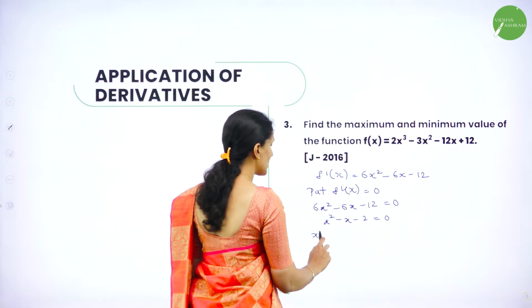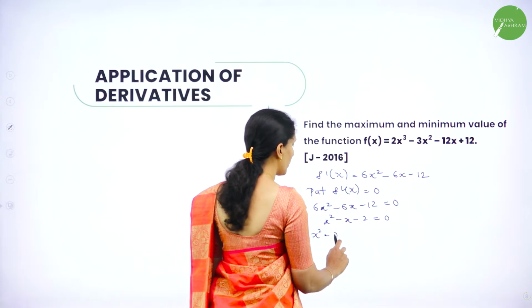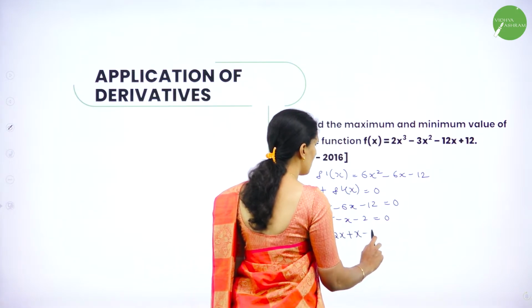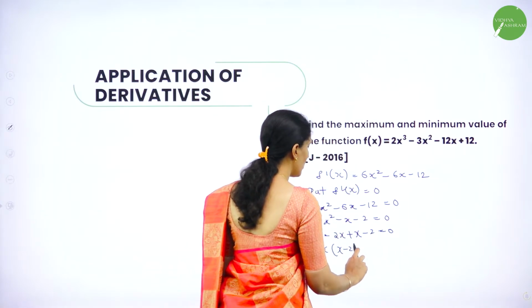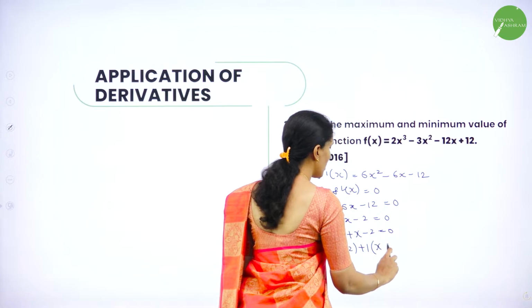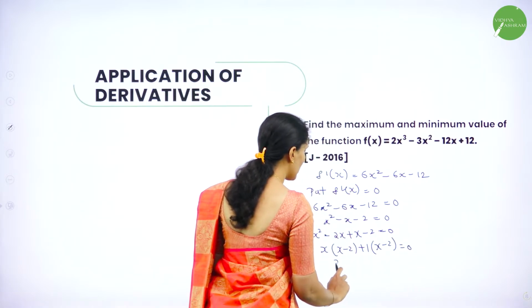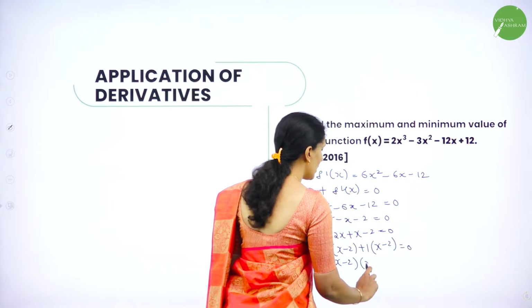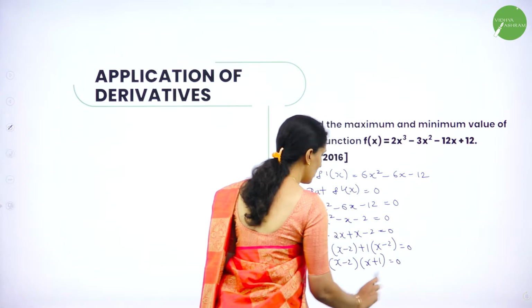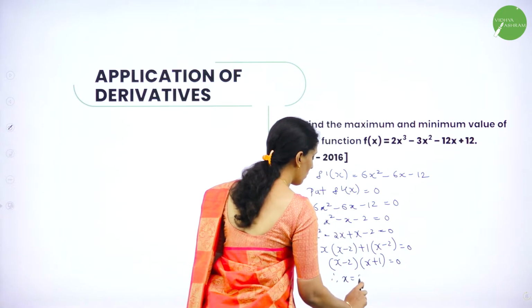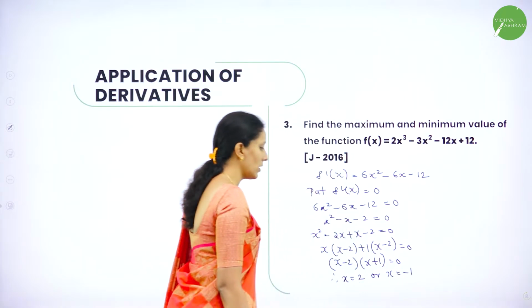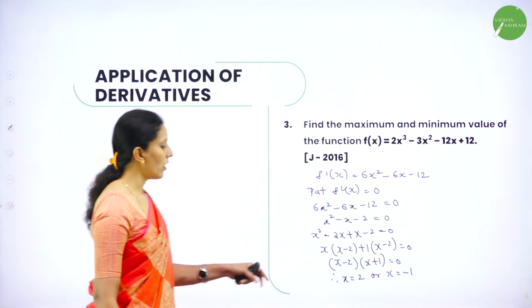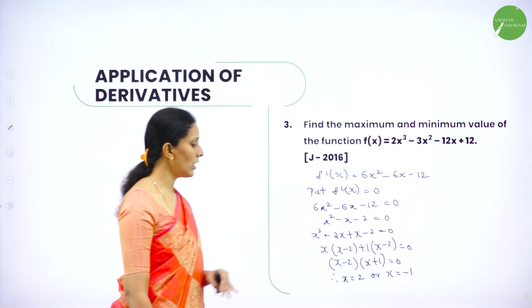Or I can write this as x square minus 2x plus x minus 2 is equal to 0. x common, x minus 2 plus 1, x minus 2 is equal to 0. I will get x minus 2 into x plus 1 is equal to 0. So therefore, I get x is equal to 2 or x is equal to minus 1. So these are the solutions or the critical points for the given equation.